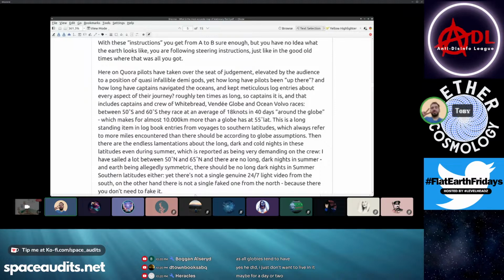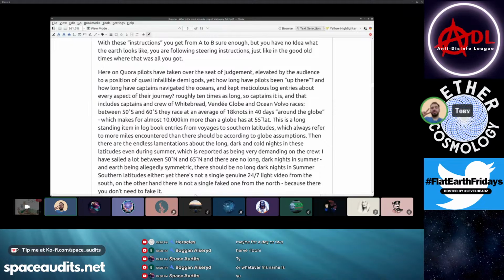Between 50 degrees south and 60 degrees south, they race at an average of 18 knots in 40 days around the globe, quote unquote, which makes for almost 10,000 kilometers more than a globe has at 55 degrees latitude. This is a long standing item in logbook entries from voyages to southern latitudes, which always refer to more miles encountered than there should be according to globe assumptions. Then there are the endless lamentations among the long, dark, and cold nights in these latitudes, even during summer, which is reported as being very demanding on the crew.